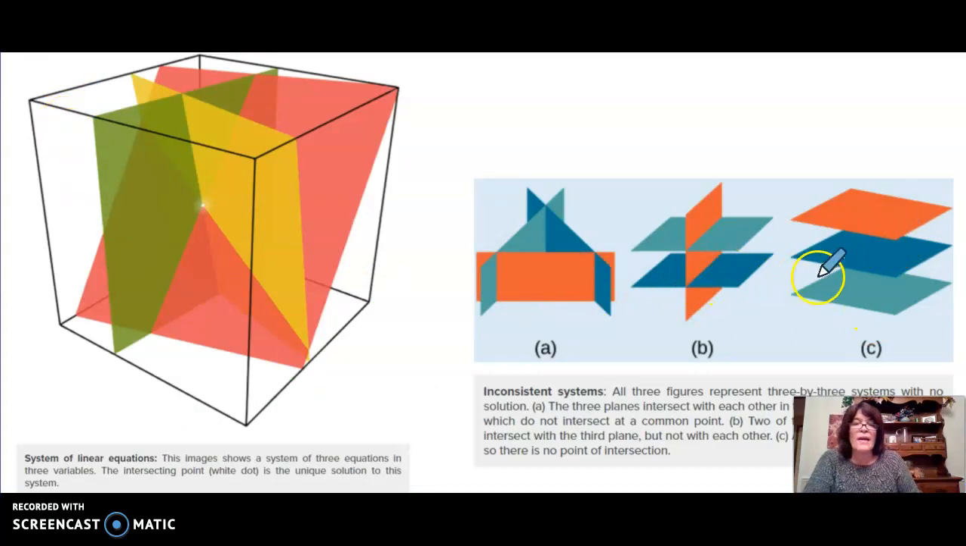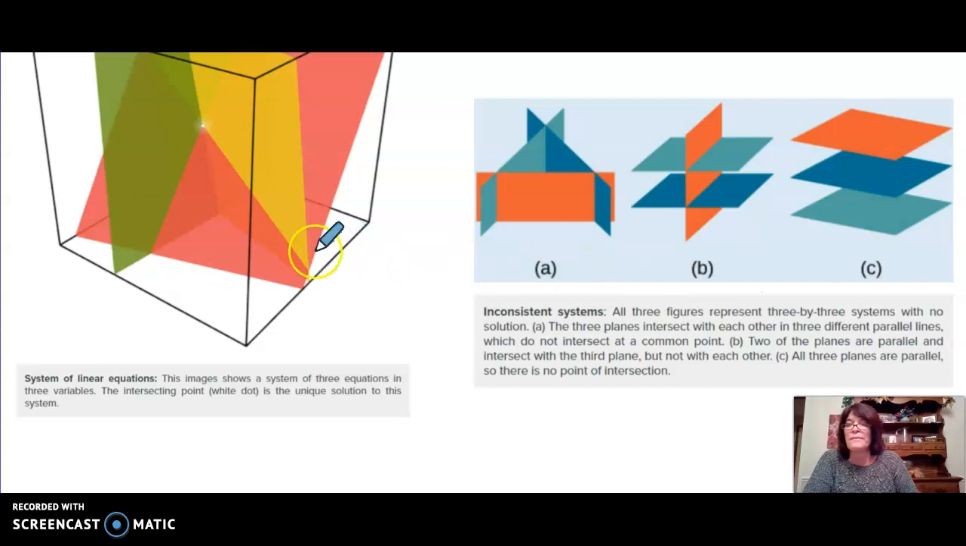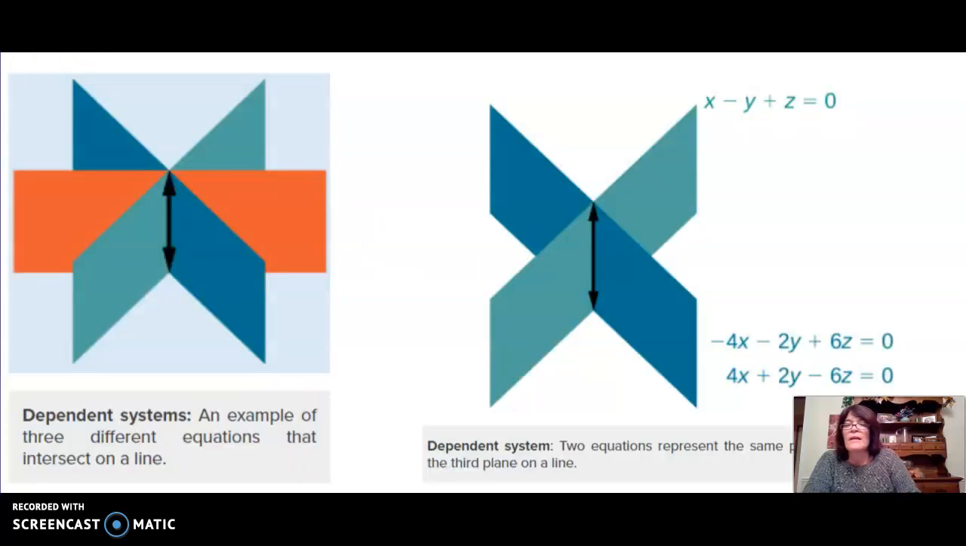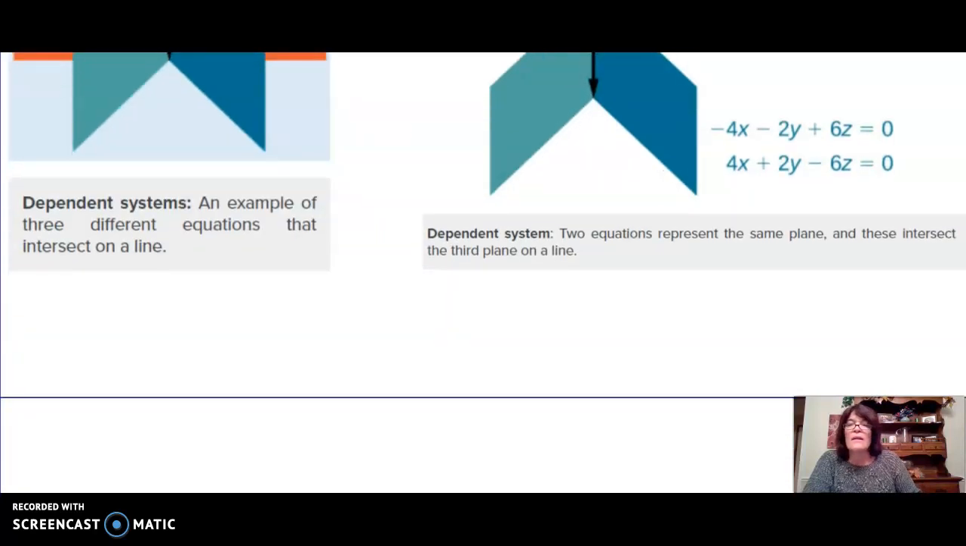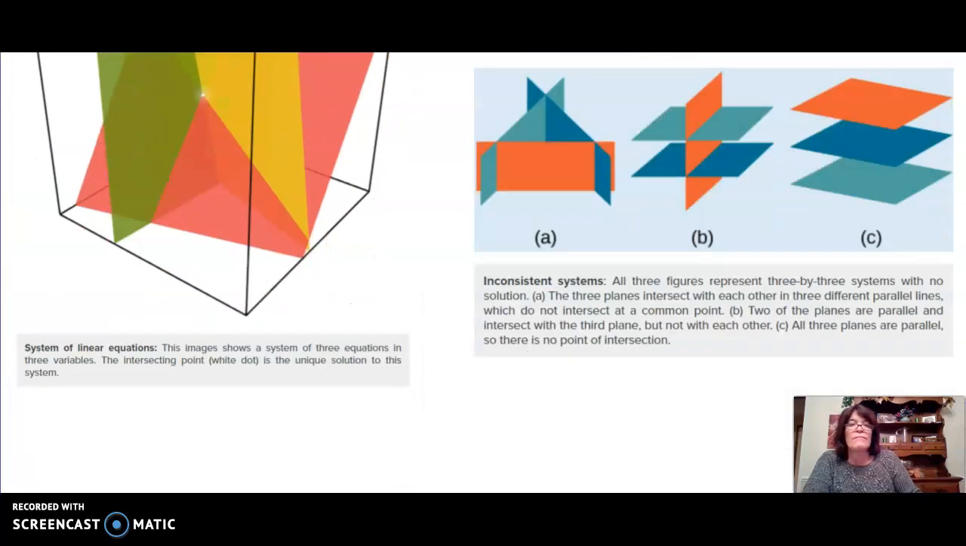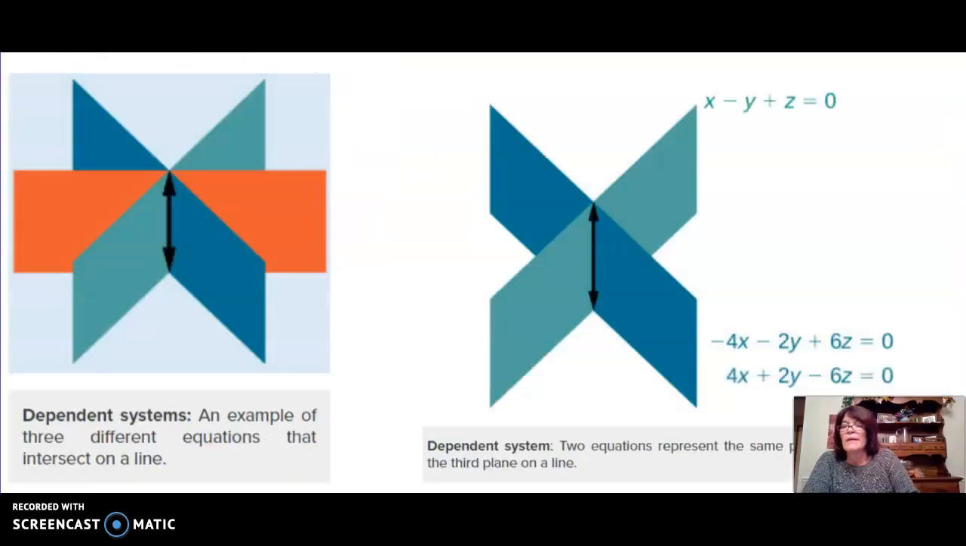Okay, here's where we have systems with zero solutions. I mean, inconsistent. There's no point that satisfies all of them. Okay. Here we have a dependent system because we have a whole line that satisfies the equation. There's another picture of a dependent system. Okay.